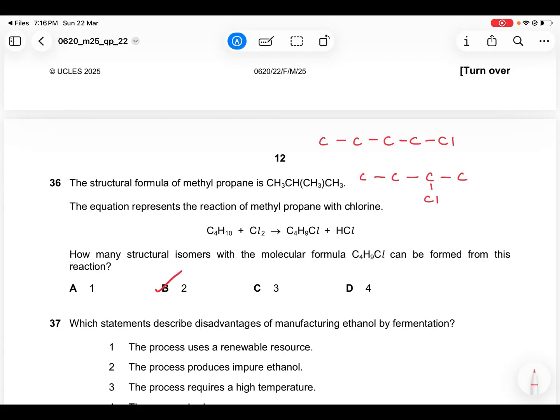If in case I put chlorine on the last carbon atom, so if I put chlorine here, this will become my first carbon atom. So I have only two possibilities, either on the first carbon atom or on the second carbon atom, maybe from the right hand side or from the left hand side. It is going to give me these two possibilities only. So I can have only two structural isomers.